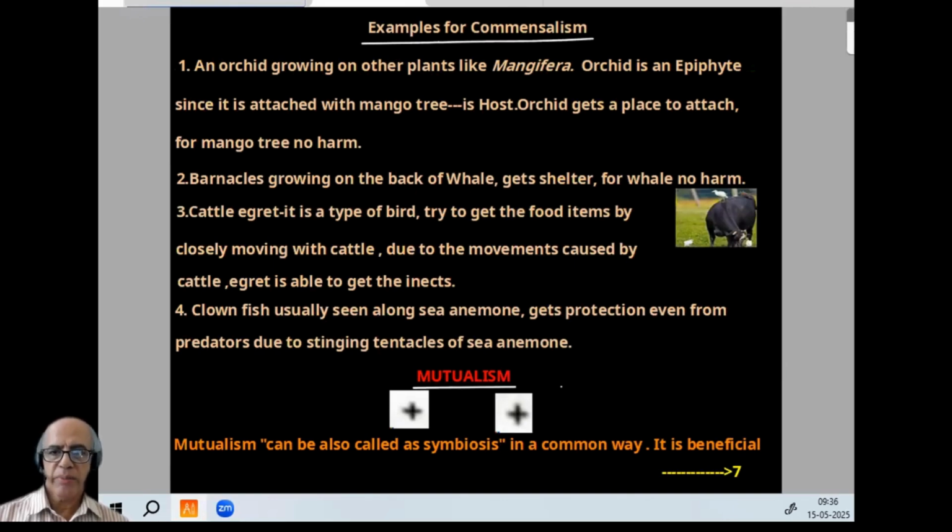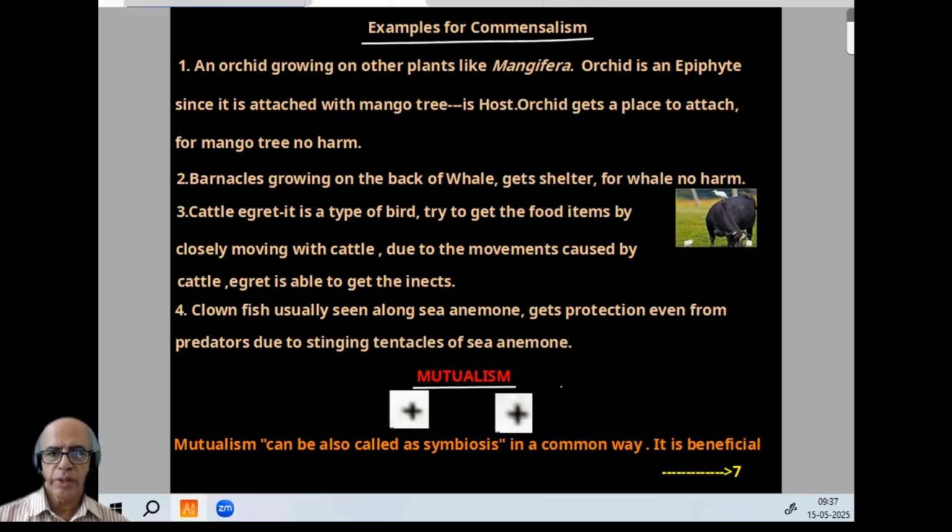Examples for commensalism. These are the headache for us, example wise. See, an orchid growing on other plants like mangifera. Orchid is an epiphyte, attached to the mango tree, which is the host. The orchid gets a place to attach on the mango tree. For the mango tree, no harm. That is why +0. I think the idea is clear.